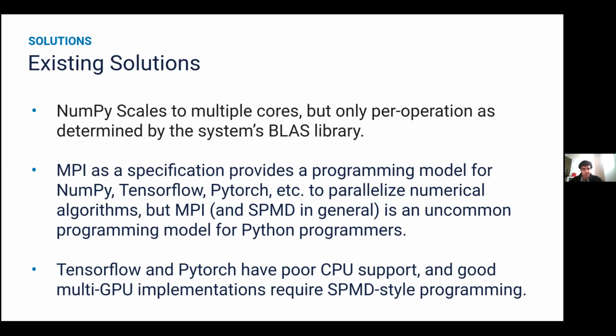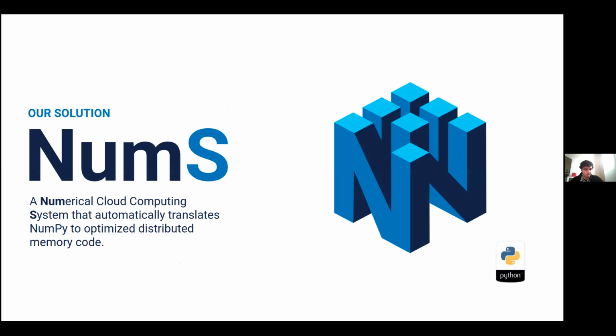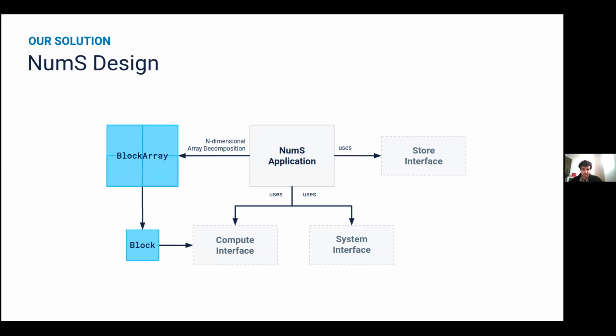And that's why we started NumS. It's a numerical cloud computing system that automatically translates NumPy to optimized distributed memory code. The big challenge with this project is the optimization procedure, and I'll hopefully have a moment to talk about that. I'm going to try to speed things up just a little bit, so I have enough time to talk about projects.